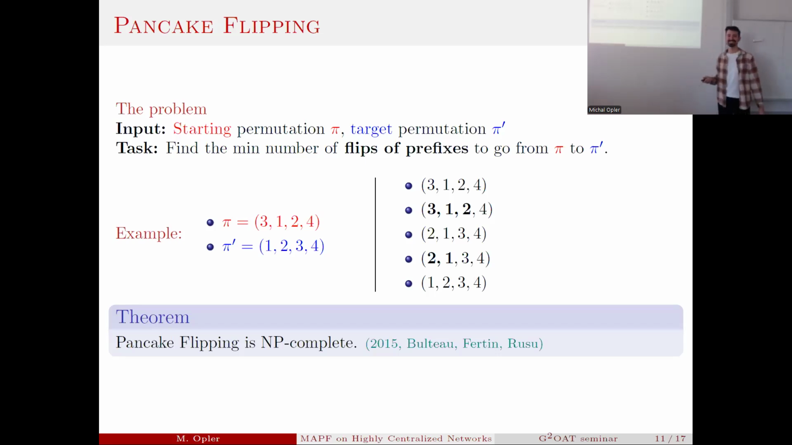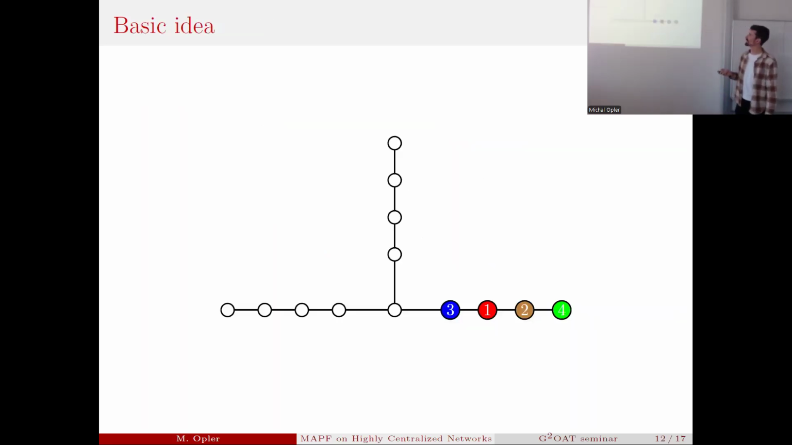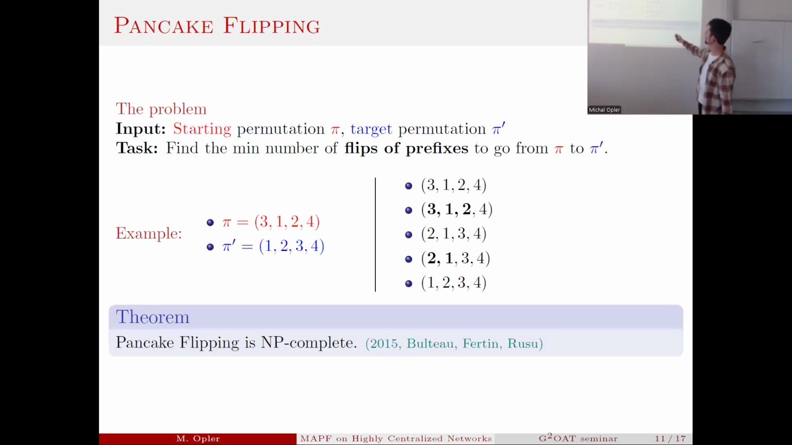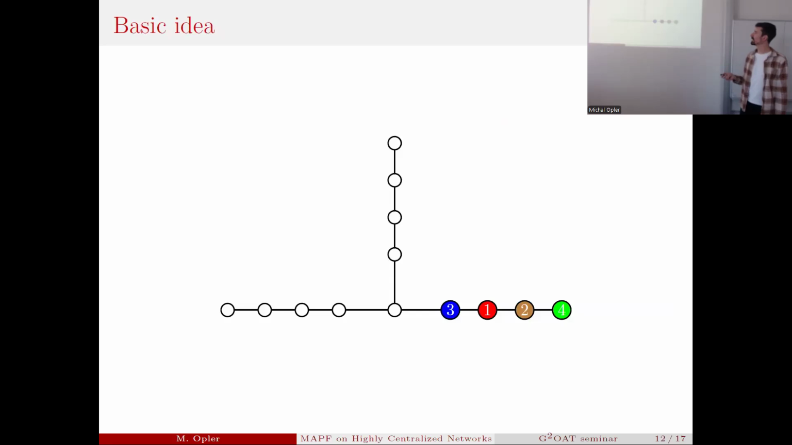Sounds a bit surprising, right? But okay, let me give you the basic idea. And we'll use this 3124 example. If I take a tree that looks like this, then by moving the agents, I can simulate a prefix flip by essentially taking these first three, routing them up, then routing them to the left, and then putting them back to the right. This exactly performed a prefix flip, right?